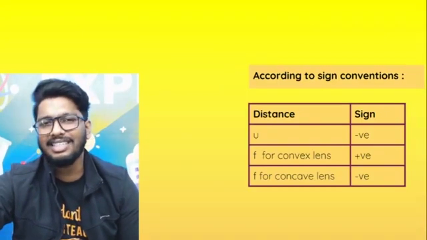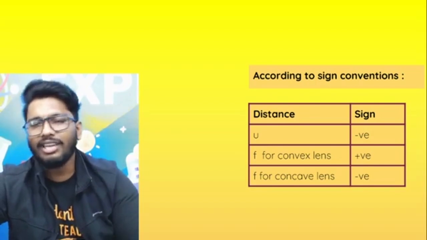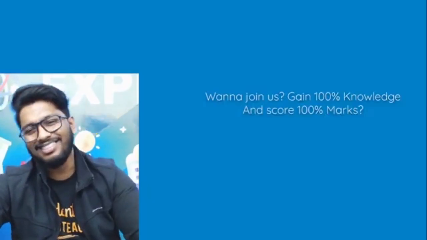So u is always taken as negative because it's always kept on the left hand side. For a convex lens, f is positive. For a concave lens, f is negative, right? So that is it, people.